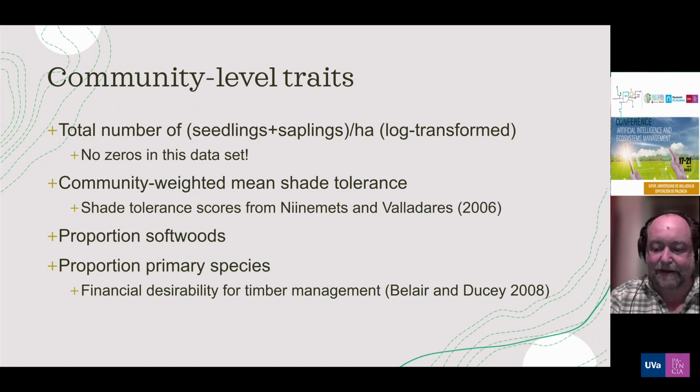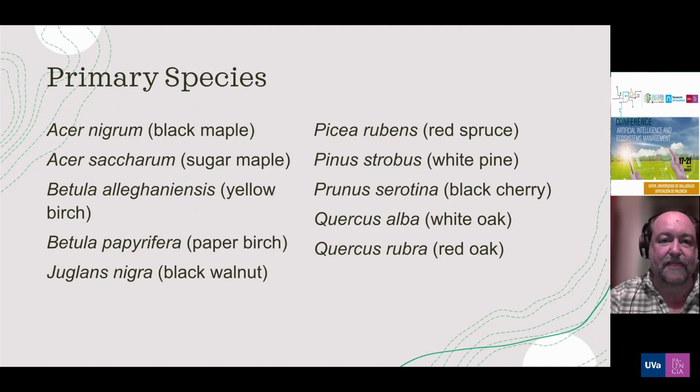And to give you a sense of those primary species, out of the 130 or so in the community, it's really only 10, maybe 9, because many people would consider Acer nigrum and Acer saccharum to actually be the same species. We treat them the same. They have essentially the same wood properties, the same silviculture, the same ecology.